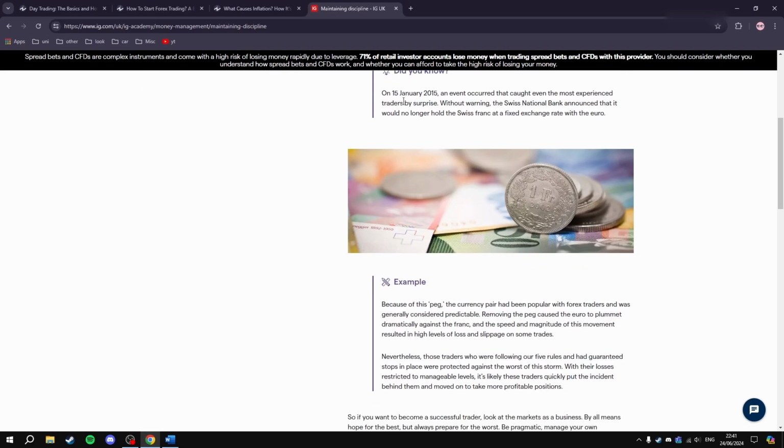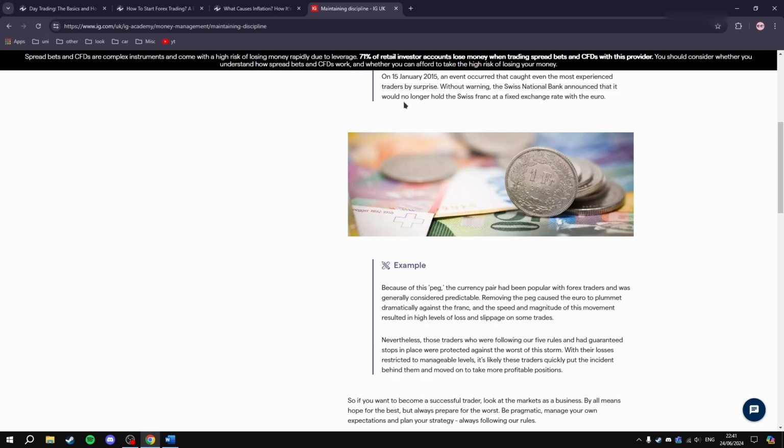Did you know, on January 15th, 2015, an event occurred that caught even the most experienced traders by surprise. Without warning, the Swiss National Bank announced that it would no longer hold the Swiss franc at a fixed exchange rate with the euro.